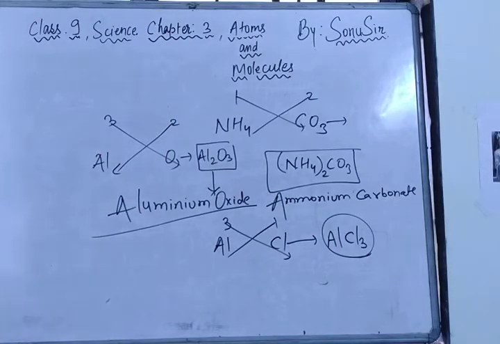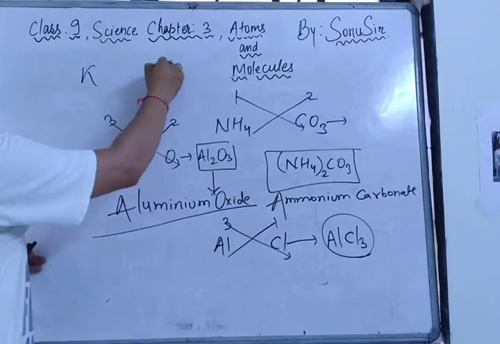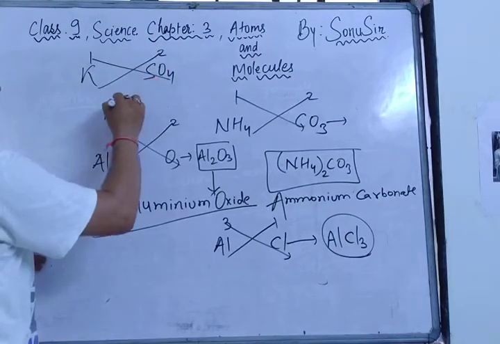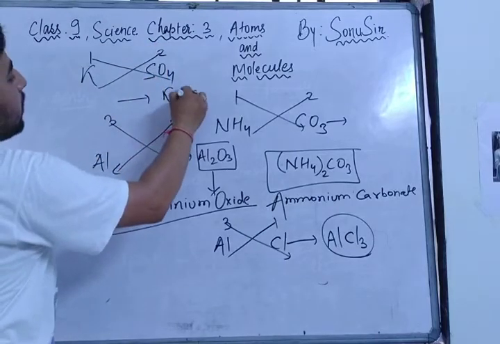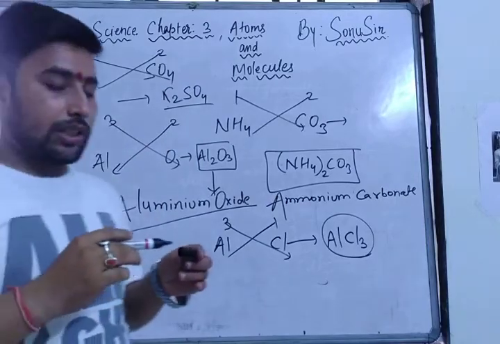Can you tell me what will be the chemical formula of potassium sulfate? Potassium K and sulfate SO4. Potassium valency 1, sulfate valency 2. So what will be the chemical formula? K2SO4. You can see here, this is the chemical formula of potassium sulfate.